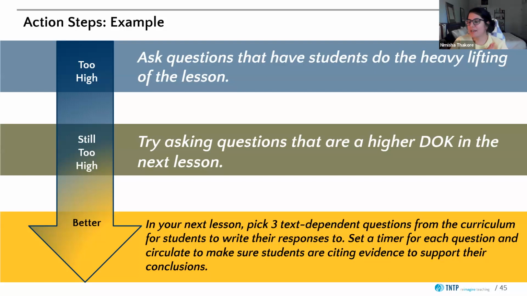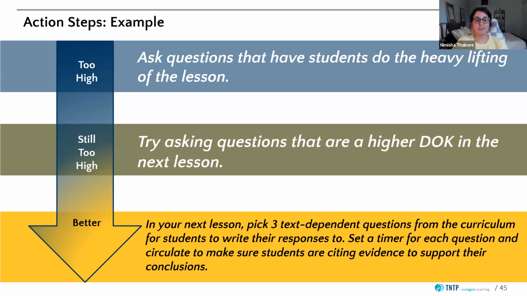So here is kind of a continuum of an action step that starts out too high and then how it can be made more specific and targeted. So the too high version of this action step: ask questions that have students do the heavy lifting of the lesson. If a teacher is not already asking questions that ask kids to do the heavy lifting, they probably don't know what those questions are, right? So this isn't specific enough. Still a little too high, but getting better is try asking questions that are a higher DOK in the next lesson. A little more specific.